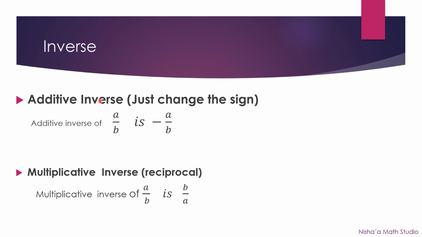Whereas in the additive inverse, you are just changing the sign. If it is positive, you'll make it negative. If it is negative, you'll make it positive. Multiplicative inverse is also called as the reciprocal.